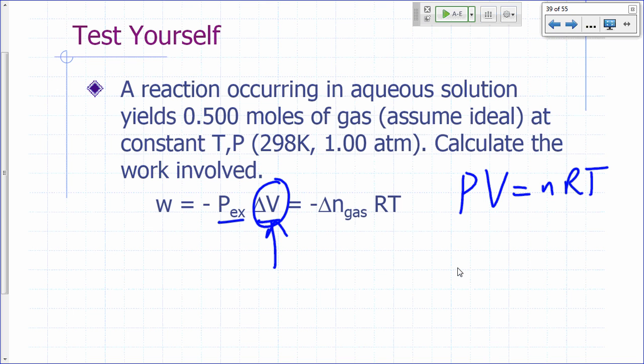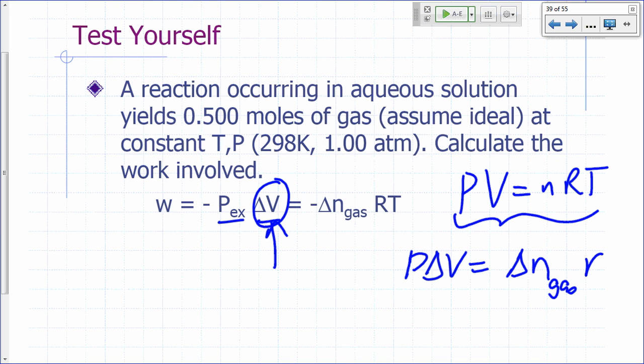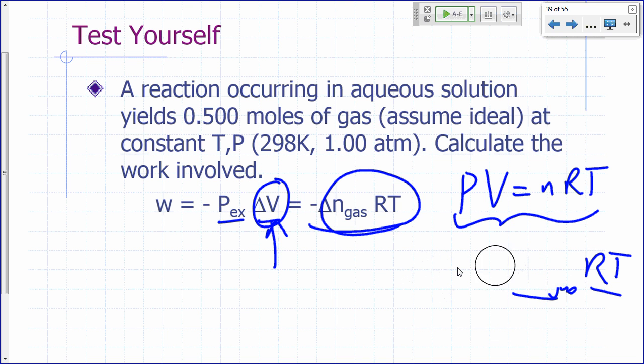Okay? So if the volume of the gas changes, how do you calculate that from your ideal gas equation? P delta V would be due to a change in the number of moles of gas. Delta N gas times RT. Okay? So at constant pressure, the change in the volume would be just delta N gas RT divided by P. So P delta V will just be delta N gas times RT. And so we use that to answer this question here.